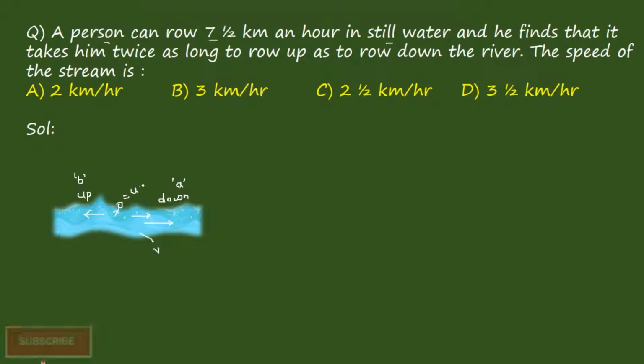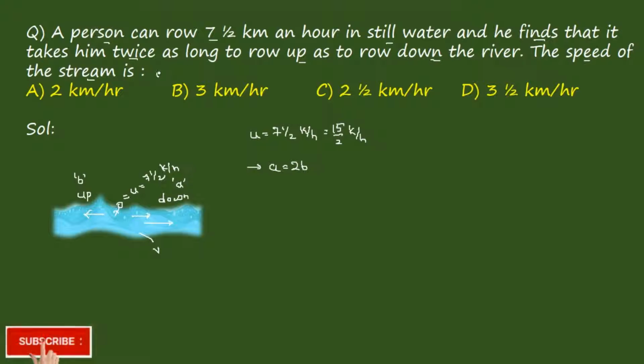It is given that u is equal to 7 by 2 kilometers per hour, which is equal to 15 by 2 kilometers per hour. Again it is saying he found that it takes twice as long to row up as to row down the river. From here we can see that the time upstream is 2 times the time downstream, then we can say that A is equal to 2 times B. Now it is asking us the speed of the stream.